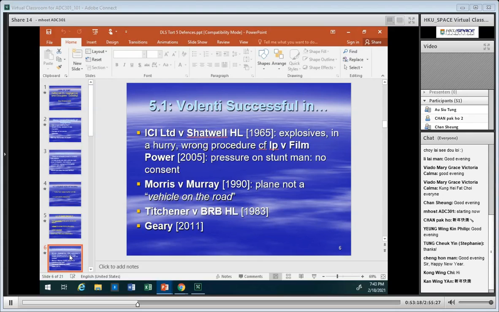So even if the driver of the train was negligent, the defence of voluntary assumption of risk by the plaintiff was available to the driver. On the facts, the court found that there was no negligence because there was the total defence of volenti. The plaintiff had voluntarily accepted the risk. That's the Titchener case.